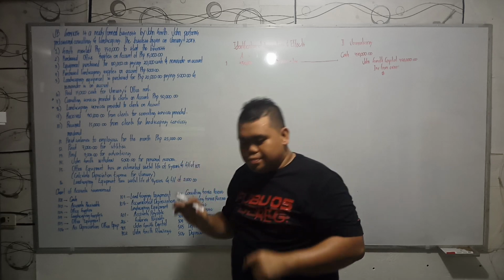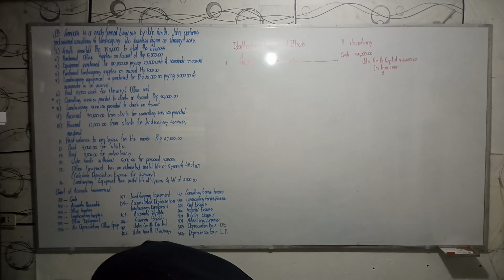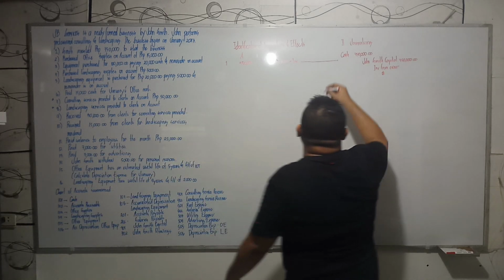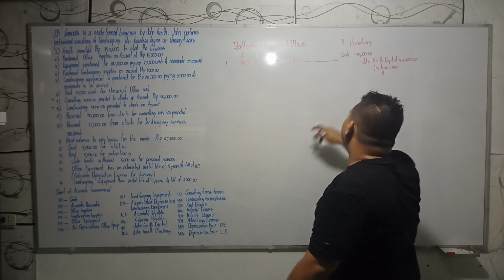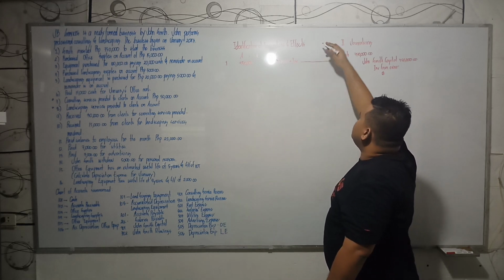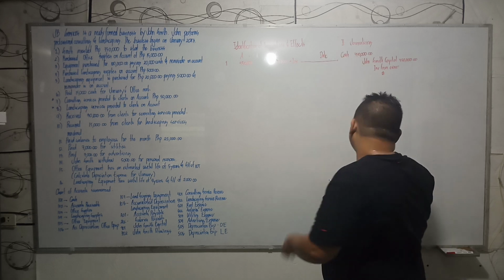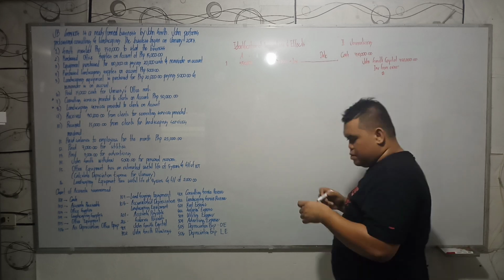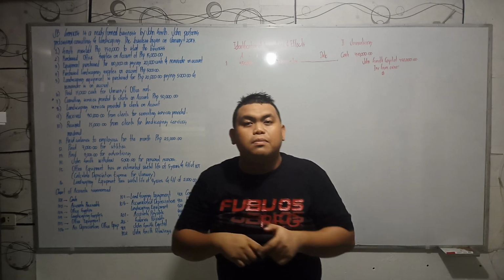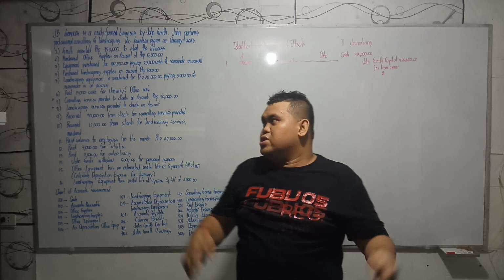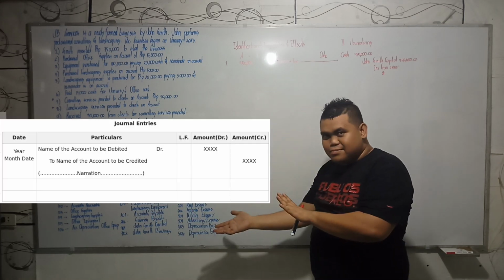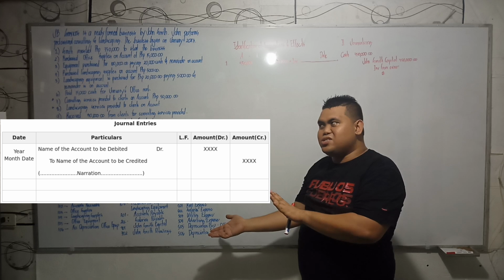Okay? Now, of course, there should be a date. However, in the problem, we don't have any date. So there should be a date here before you make a journal entry. Now, we have, what do we call this? A formal journal entry sheet. So I'm going to flash that here. So that's the journal entry sheet.